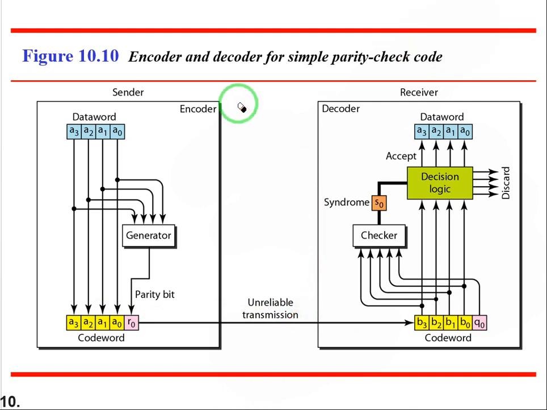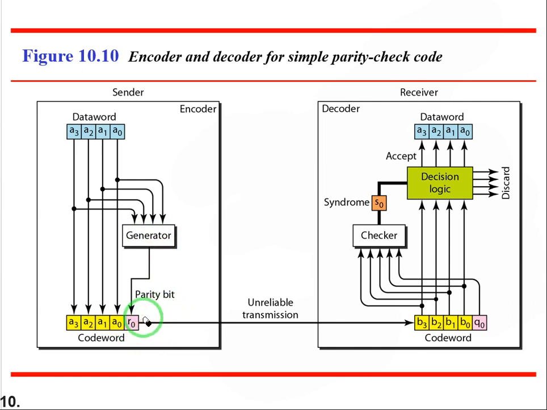So this is our encoder and decoder for a simple parity check code. Again the same one, we have a sender and we have a data word, then we have a generator. What can the generator do? The generator can encode some bits. Then we have a parity bit. So this generator adds some parity bit. Parity bit, redundant bit. So redundant bit can also be known as parity bit.